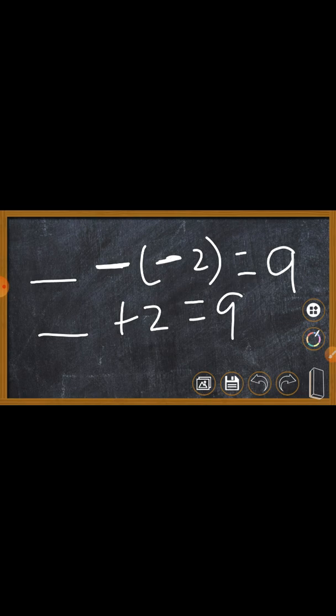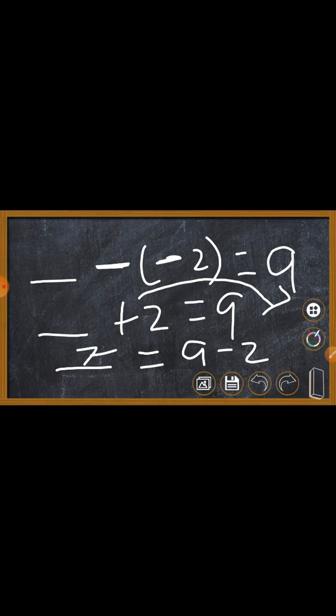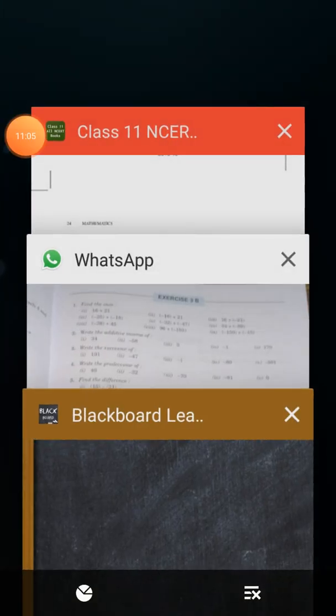Yes, 2 I need to send it to the other side. Yes, so 2 when it goes to the other side it becomes minus 2. Yes or no? So the answer is 9 minus 2 is 7. Yes, so you write 7 over here. Understood? So in case you guys have any doubts about this, then message me back. I'll make another video. Let's move on to the next sum right now.